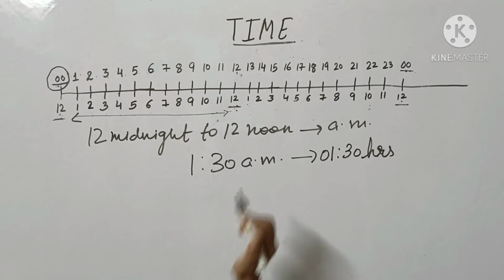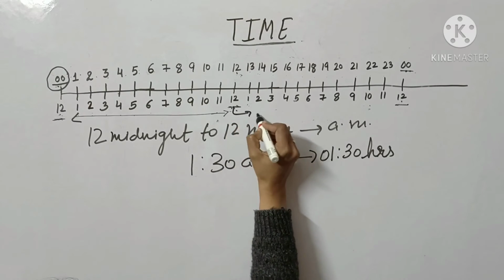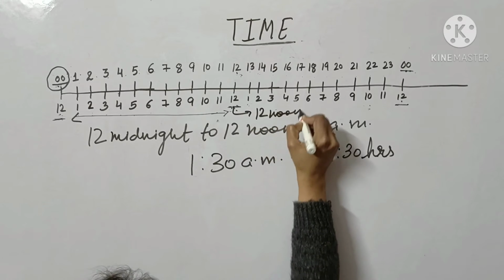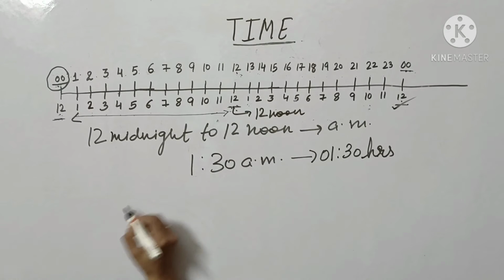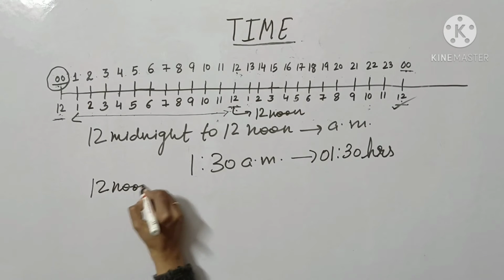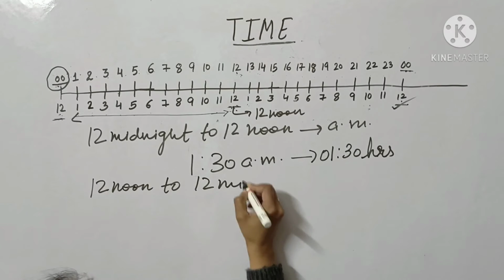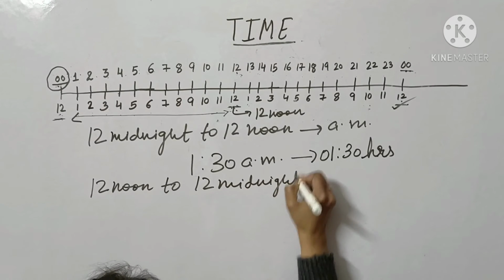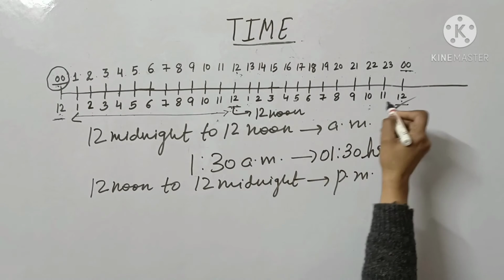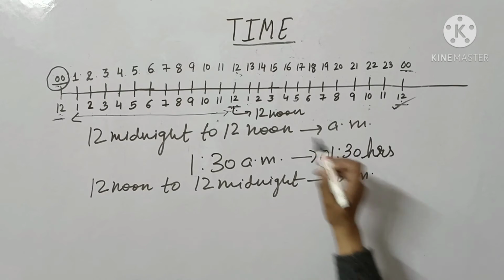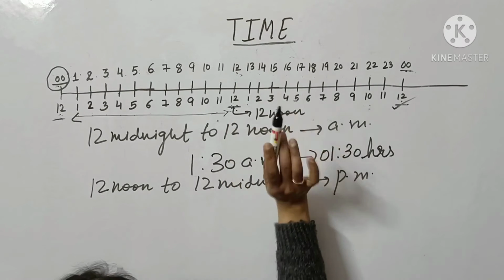Okay. Now, I told you, this is my 12 noon, and again this is my 12 midnight. So from 12 noon to 12 midnight, time is written as PM in 12-hour clock time. Now you can see at 12, there is no difference. This I will also explain, wait.